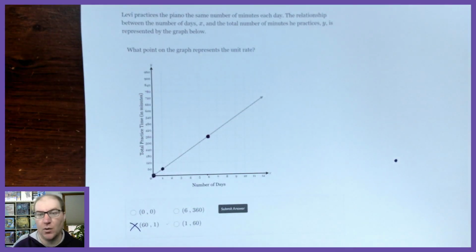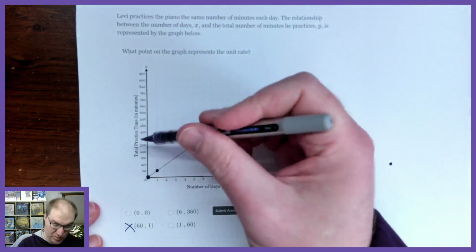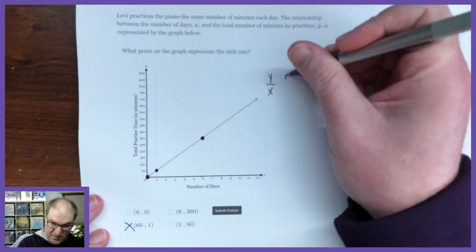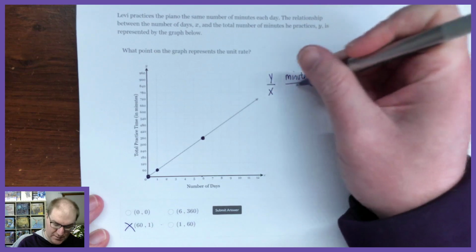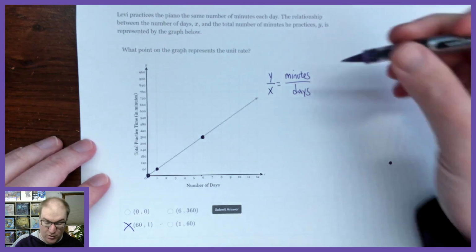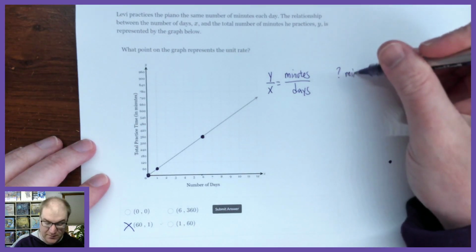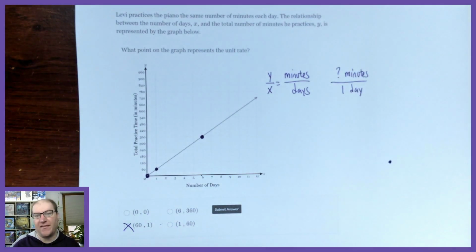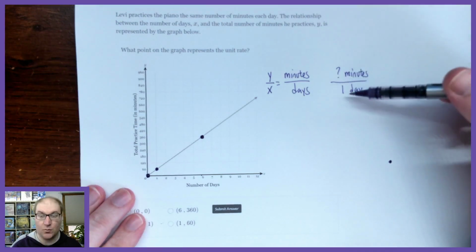So now we need to look at what the unit rate means. In this problem, the Y represents minutes and the X represents days. So minutes for Y, days for X. So if I want to know the unit rate, I need to know how many minutes per 1 day. When you do unit rate, you always set the X equal to 1, right? It's always miles per hour. It's always 1 hour. Oranges per box. It's always 1 box, right? So this one wants to know how many minutes in 1 day.